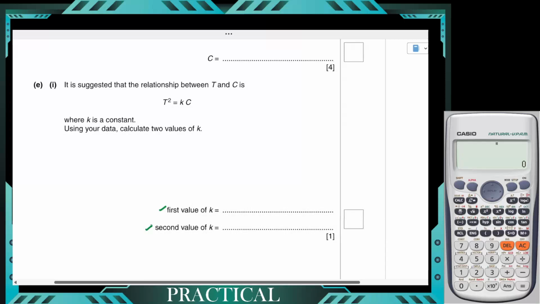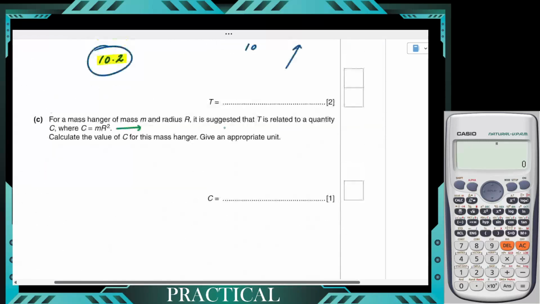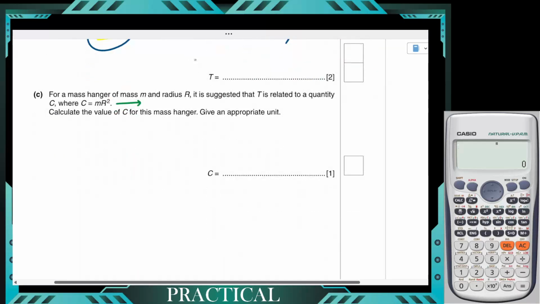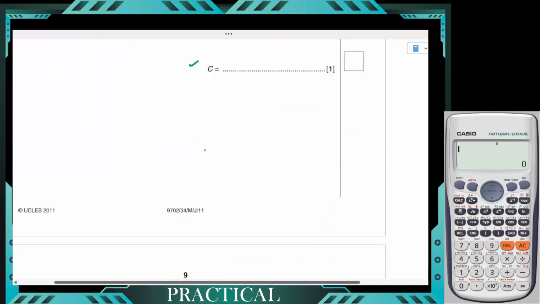So what do you do in that? So K, if I make K the subject, K equals T square over C, because we have to find 2 values of K. The first value of K would be obtained through the first set of data. When you were using the 100 grams mass hanger, what was the value of T over there? For example, the value of T from here, the value of C from here. That was the first set of data, and from here you get the first value of K.